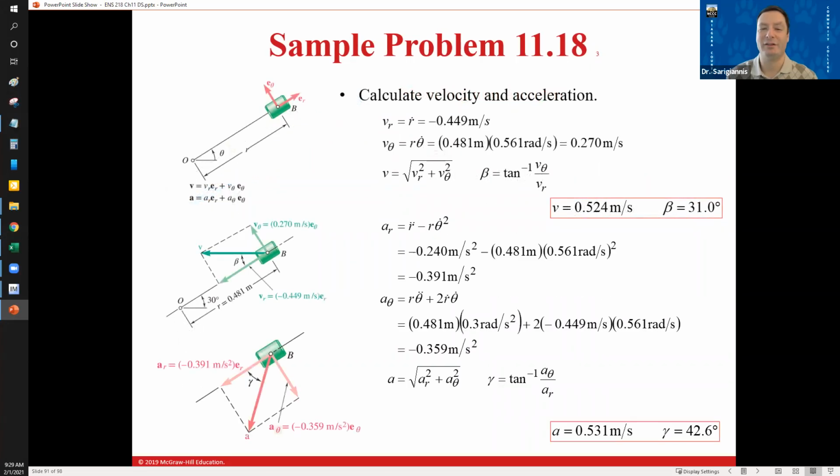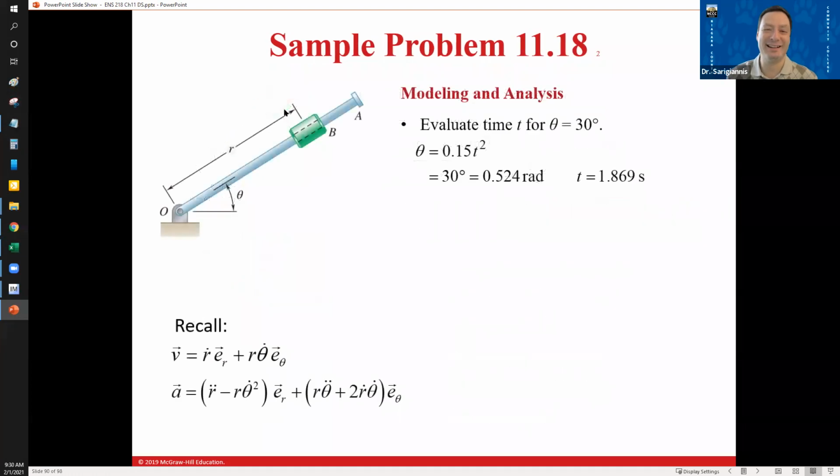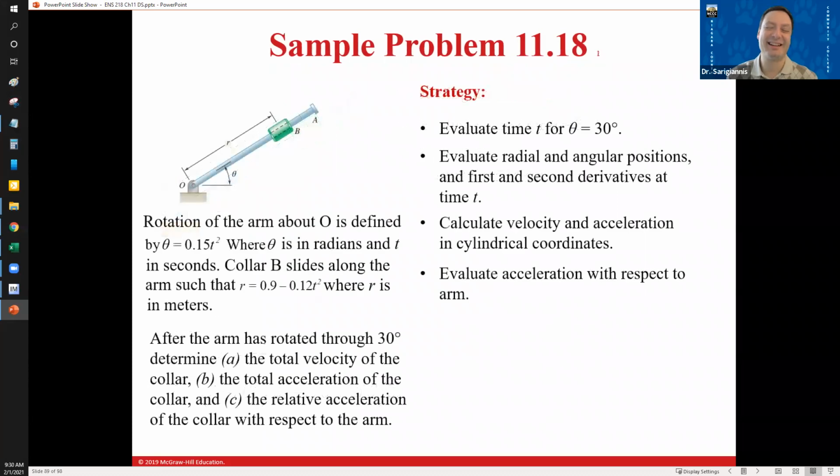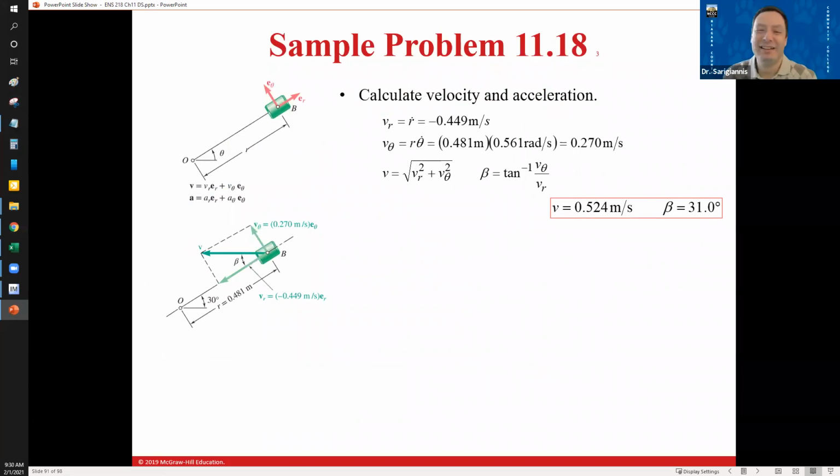What is, oh yeah, this is the relative. All right, let's start with this. This is velocity and acceleration of the, what are they calling this thing? The collar. Oh, I never remember the name collar.